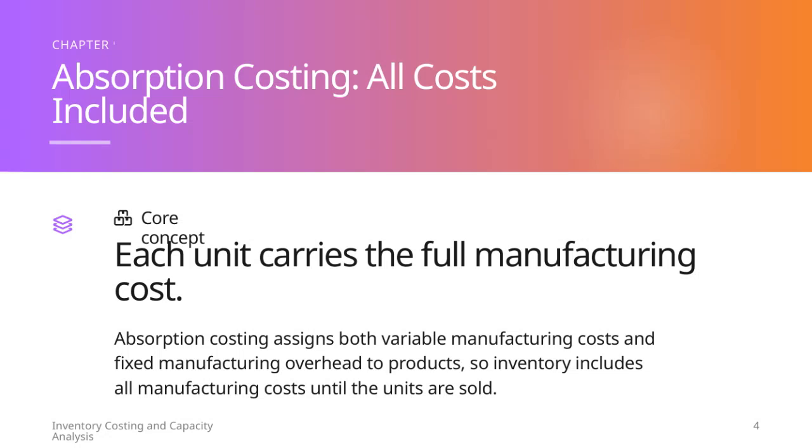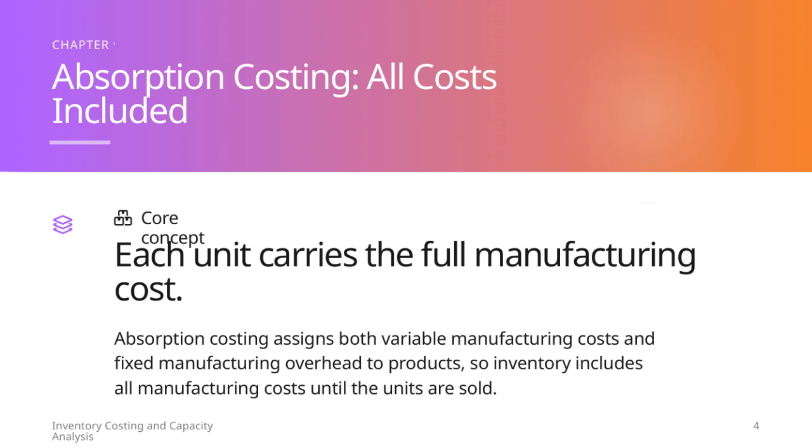Now, focusing on absorption costing, this method allocates all manufacturing costs to the product, meaning each unit carries the full manufacturing cost. This includes both variable costs, like materials and labor that change with production levels, and fixed manufacturing overhead, such as factory rent and salaries that remain constant regardless of how many units are produced.